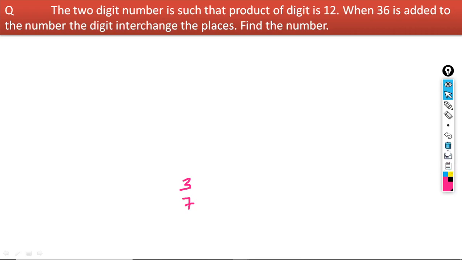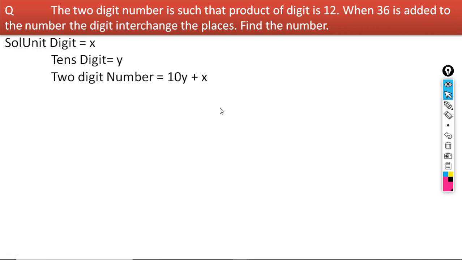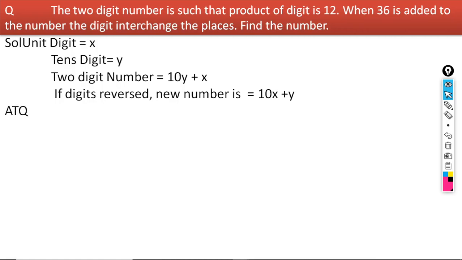Now let us try a problem on digits. A 2-digit number is such that the product of its digits is 12. So we consider the unit digit as x and the tens digit as y. Then the 2-digit number is 10y plus x. If the digits are reversed, the new number is 10x plus y. According to the question, the product of the digits is 12, means x into y is 12. And second, when 36 is added to the number, means 10y plus x, it interchanges the places, it becomes 10x plus y.